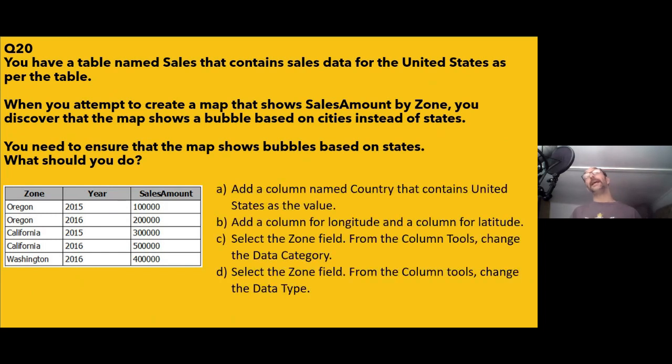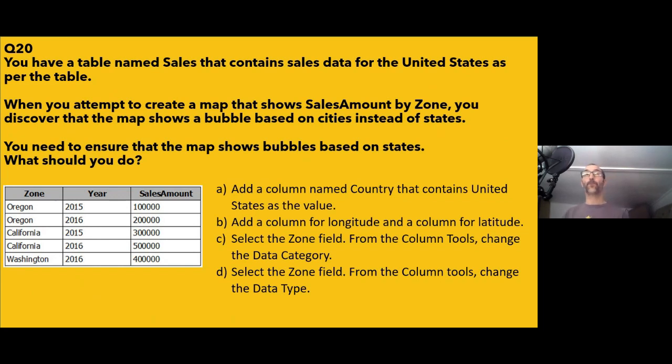A, add a column named country that contains United States as the value. B, add a column for longitude and a column for latitude. And of course, you kind of fill them in, wouldn't you? C, select the zone field. From the column tools, change the data category. Or D, select the zone field. From the column tools, change the data type.